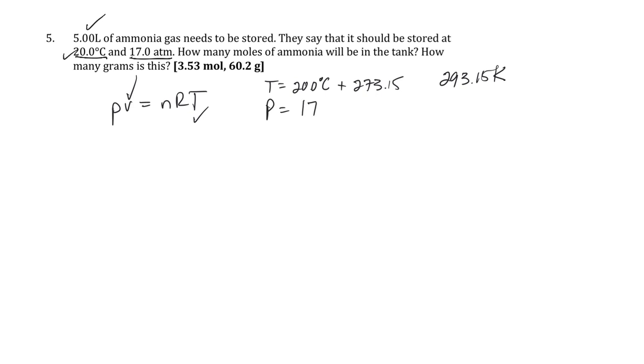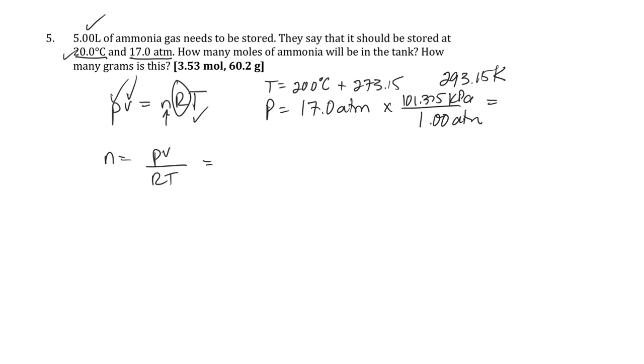And they give me a pressure. Well, the pressure is 17 atmospheres. Because I'm using this, I need to change that to kilopascals. So 1 atmosphere is the same as 101.325 kilopascals. So I'll get a pressure for that, and then I'll know the pressure so I can find moles. So moles are going to be equal to PV over RT. The pressure, let me figure that out.